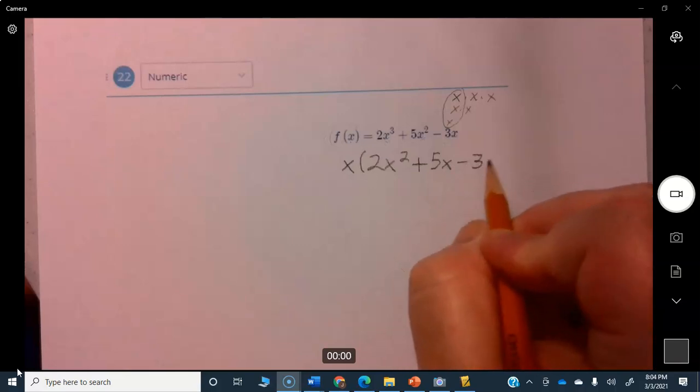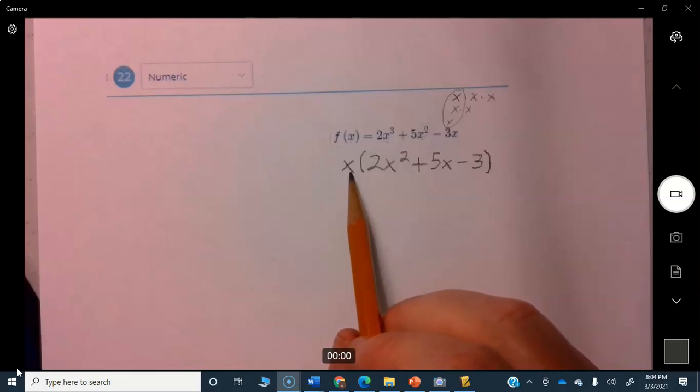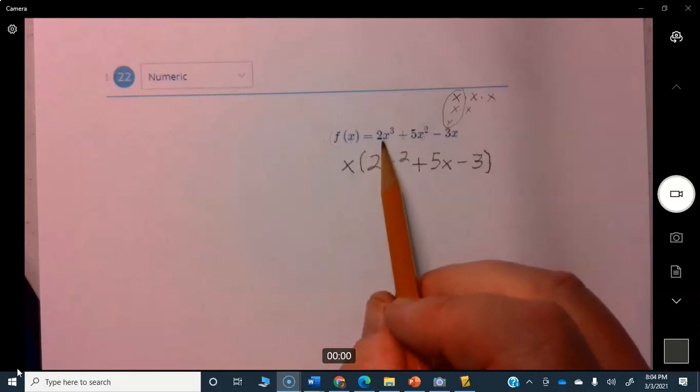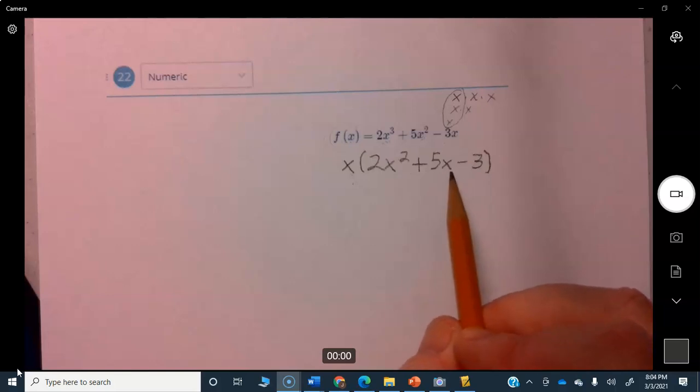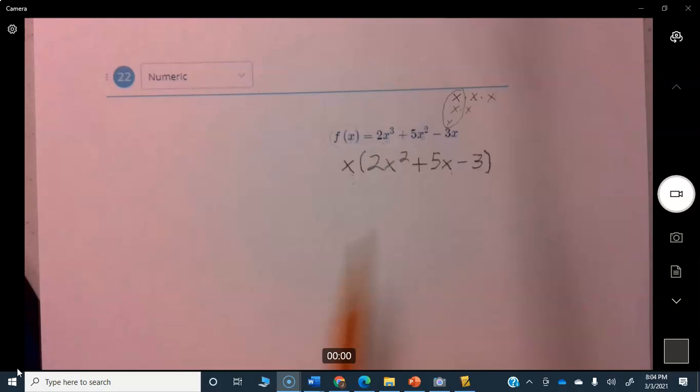minus 3. So be sure you understand how I got that. Just go back and redistribute it. X times 2x squared is 2x to the third, that's this term. X times 5x is 5x squared, that's this term. And x times negative 3 is negative 3x, so that's that term. So an x factored out and left us with this. Now we're going to see if this factors, okay?